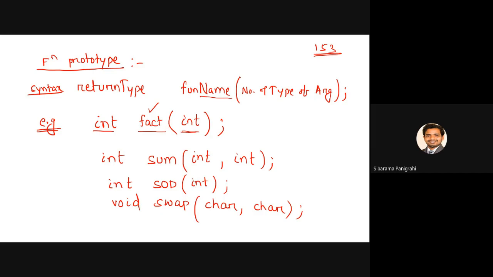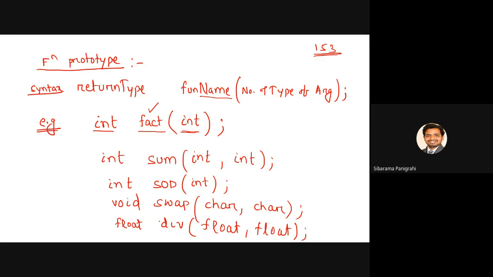Suppose you want to divide two numbers. What is the function name? Div. How many arguments do you have to take? Two arguments. Float, float. So if you divide two numbers, it will return another number. If you divide two floats, it will be another float. So the return type is float.